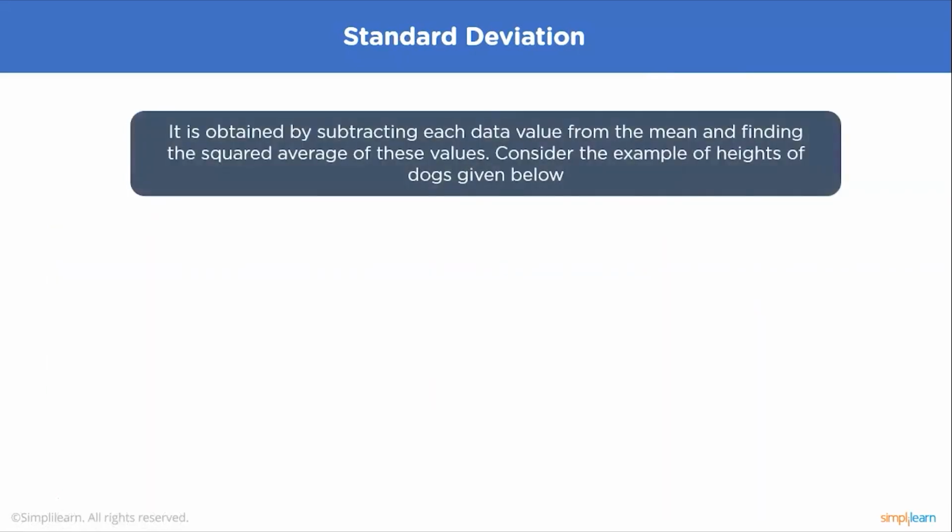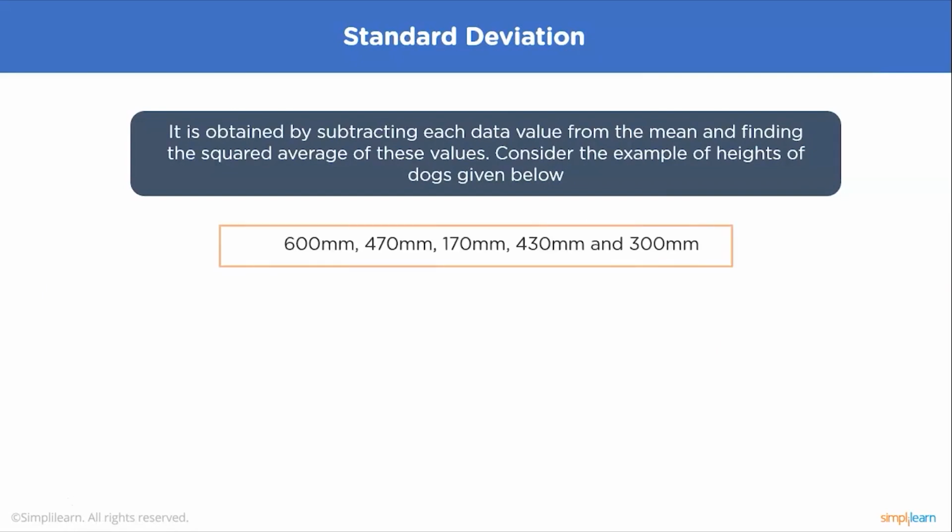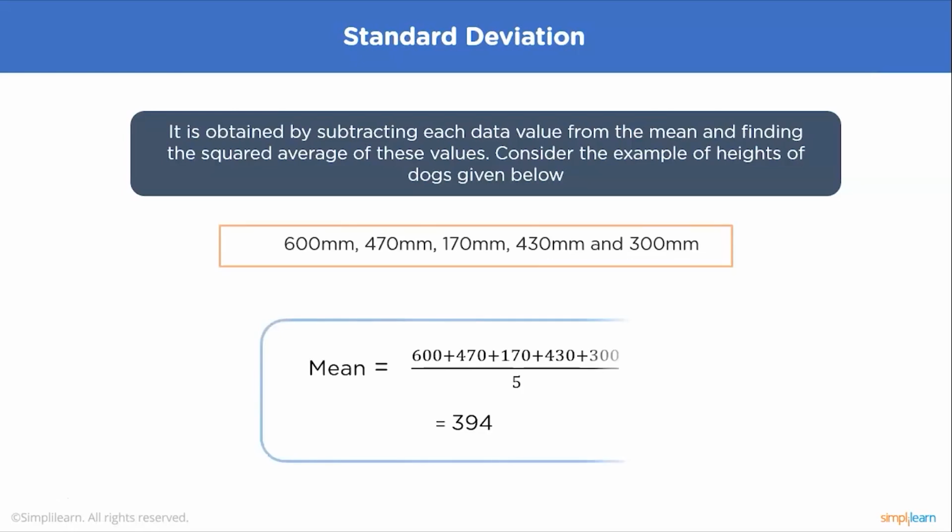Now, how can we find the standard deviation? Standard deviation is obtained by subtracting each data value from the mean and finding the squared average of these values. Let's look at how we can do this with the help of an example. These values correspond to the height of various dogs. We can find the mean by finding the average of all these values, which is nothing but adding all the values and dividing it by the total number of values. The mean that we get is 394. This means that the average height of a dog is 394 millimeters.